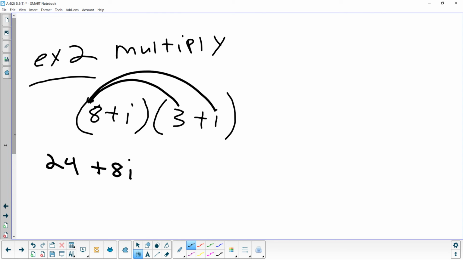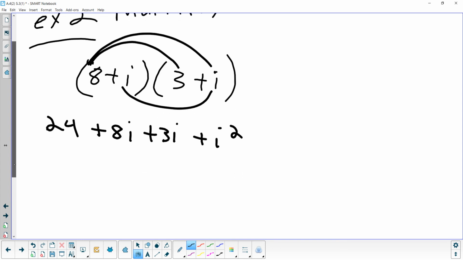Cassidy, the next thing I multiply? i, right? Yep. i times the 3, which gives me how much? 3i. And the last thing is a positive i times a positive i. And Autumn, what is positive i times positive i? i squared. That's going to give you i squared.